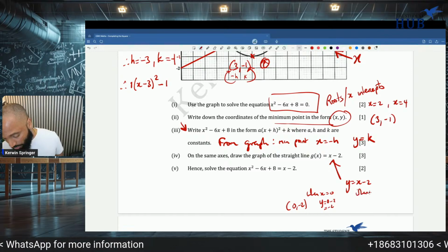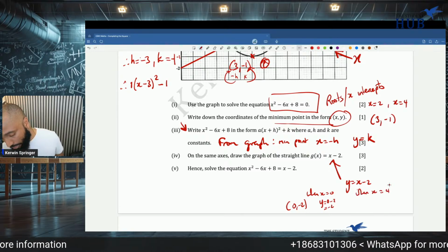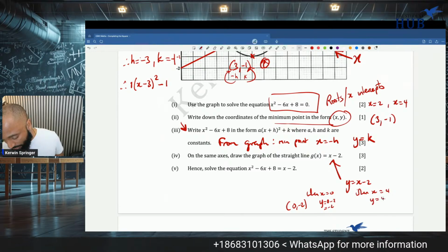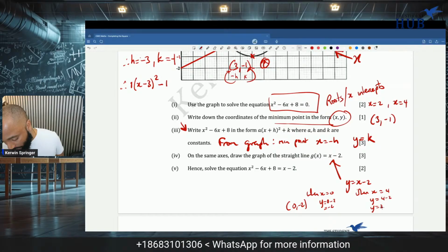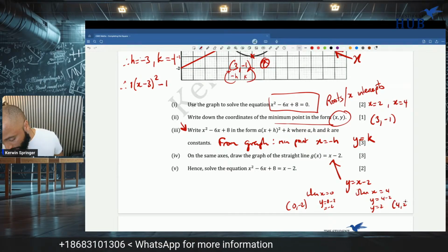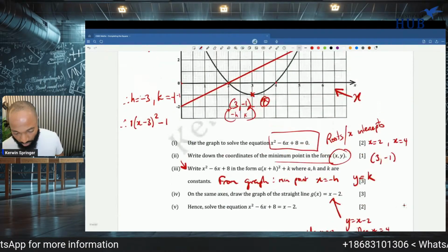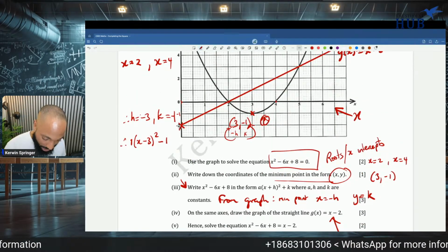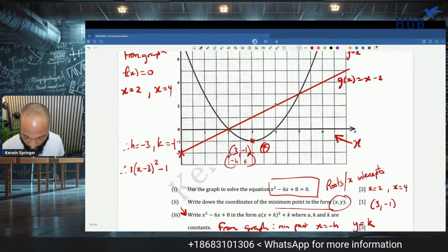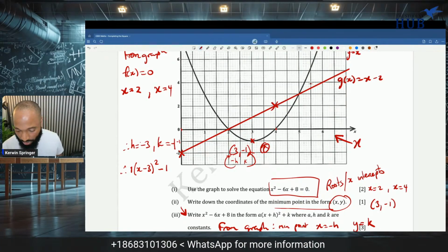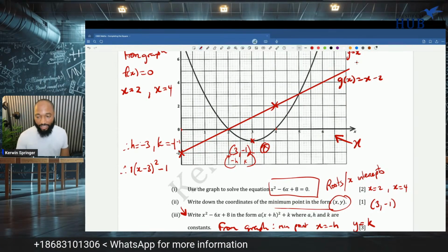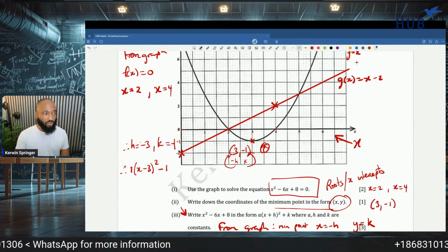Then I can try another point. When x is, let's say, 4, y is going to be 4 minus 2. So y is 2. So this is another point, 4, comma 2. This is the first point I got, 0, minus 2, and 4, 2. So I'd have gotten 2 points of the line that I could connect and create the line. So that's the next way you can draw that line.